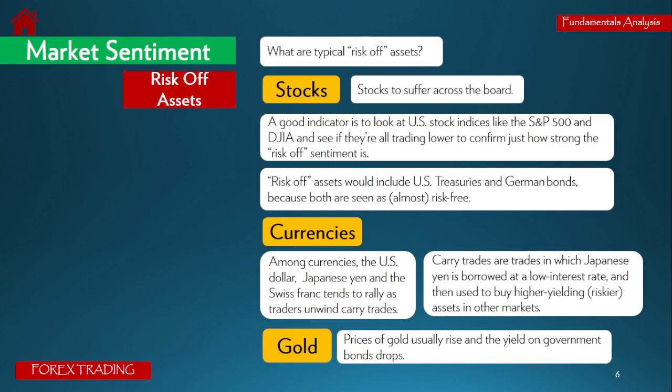Now, what are the typical risk off assets? We have stocks. Stocks suffer across the board, and a good indicator is to look at US stock indices like the S&P and Dow Jones and see if they are all trading lower to confirm just how strong the risk off sentiment is. Risk off assets would include US treasuries and German bonds because both are seen as almost risk-free. And then we have currencies. Among currencies, the US dollar, Japanese yen, and the Swiss franc tend to rally as traders unwind carry trades. Carry trades are those trades in which Japanese yen is borrowed at a low interest rate and then used to buy higher yielding, riskier assets in other markets. And then we have gold. Prices of gold usually rise and yield on government bonds drops.